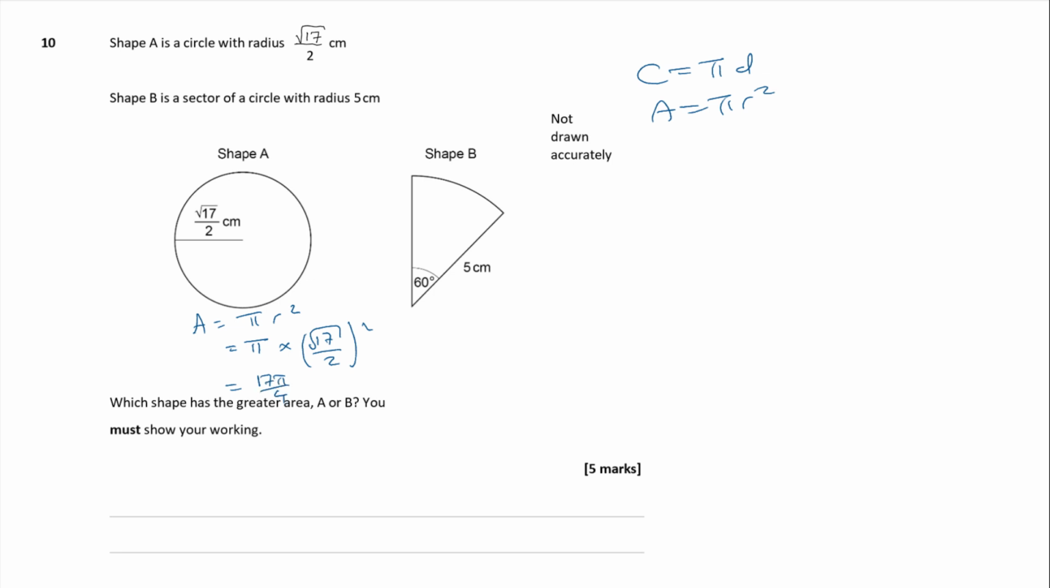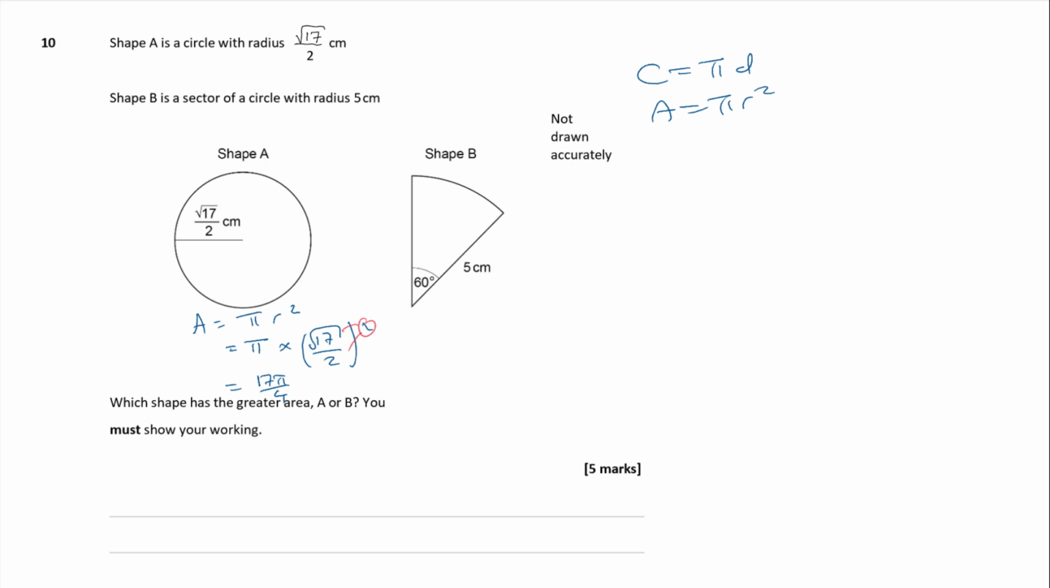I'm going to get there, 17 pi over 4, because don't forget you need to square the 2 as well as the root 17 on the top. This 2 here is distributive. It distributes to both the numbers inside your bracket like that. So it's 17 pi over 4 for the area of shape A. Let's have a look at shape B.